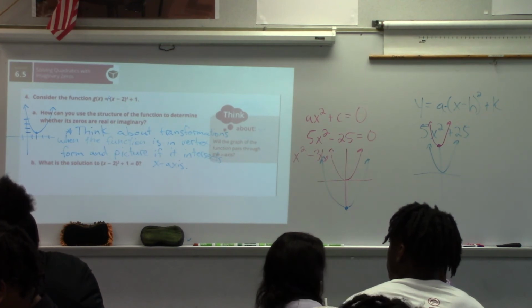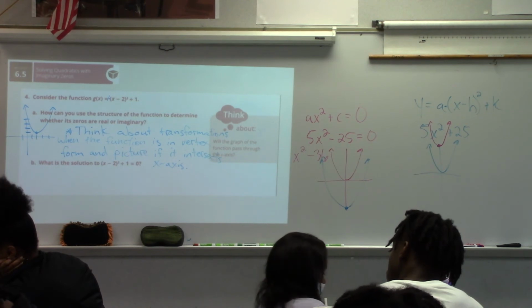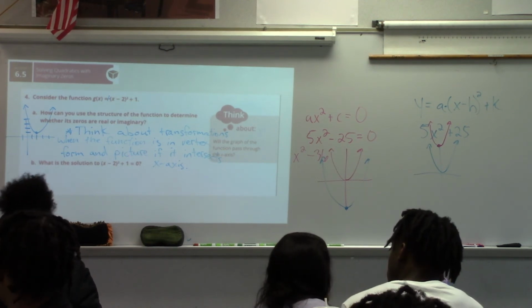So let's look at 4b. What is the solution to x minus 2 squared plus 1 equals 0? Let's push back on the language of the textbook. What is wrong about that? What are zeros? Should we change it to zero? Does it have to be a 0 this time? No.